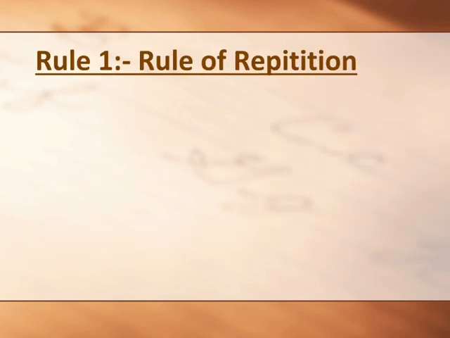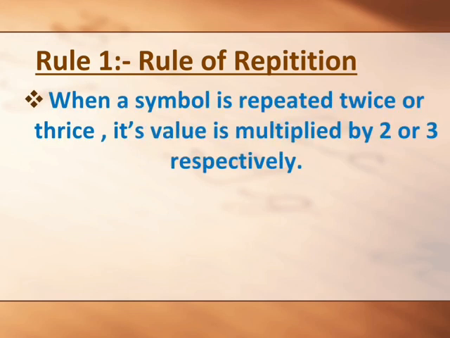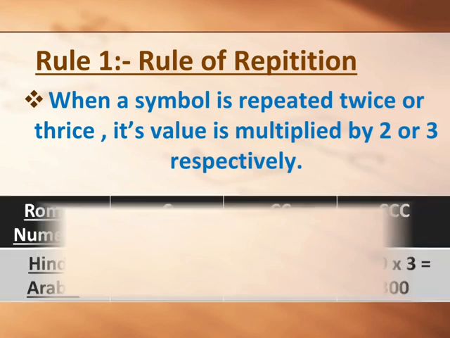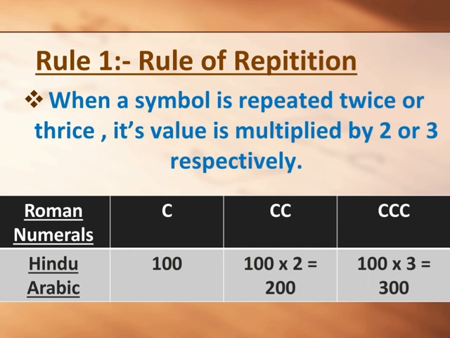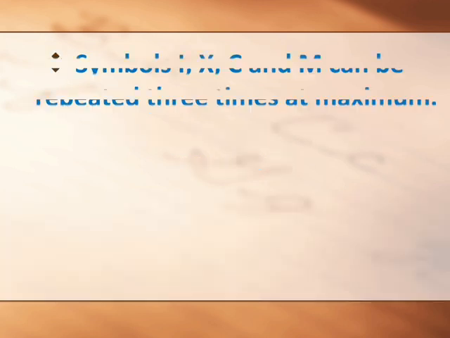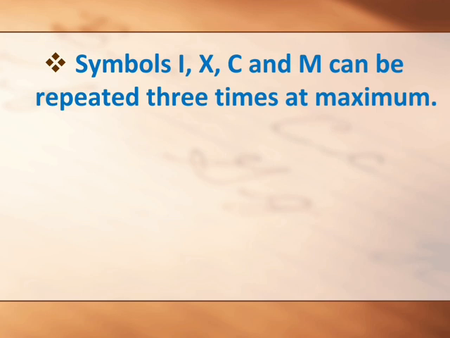Rule number 1, rule of repetition. It says that when a symbol is repeated twice or thrice, its value is multiplied by 2 or 3 respectively. For example, C equals 100. CC equals 100 into 2, that means 200. Similarly, CCC equals 100 into 3, which represents 300. Symbols I, X, C and M can be repeated 3 times at maximum. That means they can be repeated only thrice, no more than that.